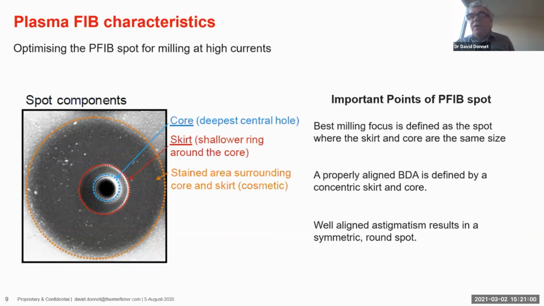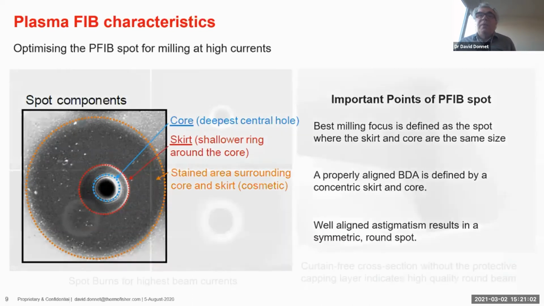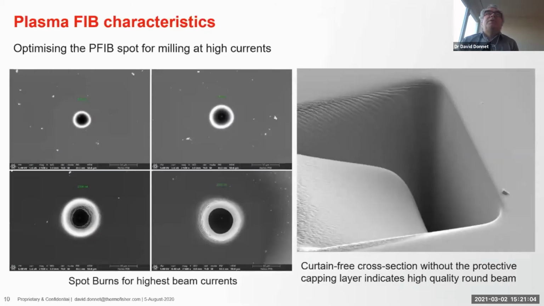And when we align the column, then we get these beautiful spots, even at the highest beam current. So these are spots for 200 nanoamps, 500 nanoamps, and 2.5 microamps. And really, if you look at 2.5 microamps, you can see it's almost the same size as the 1 microamp. That means we're getting somewhere close to 4 times the current density in this spot. So we can remove enormous amounts of material.